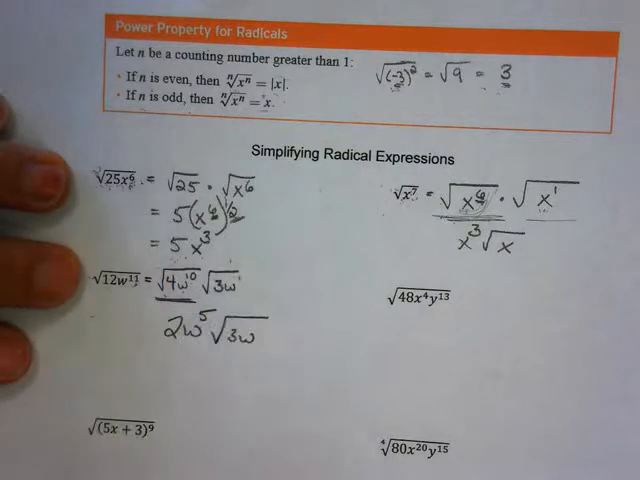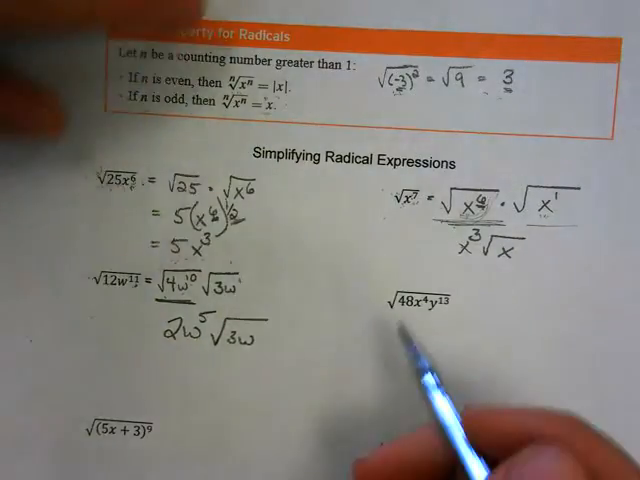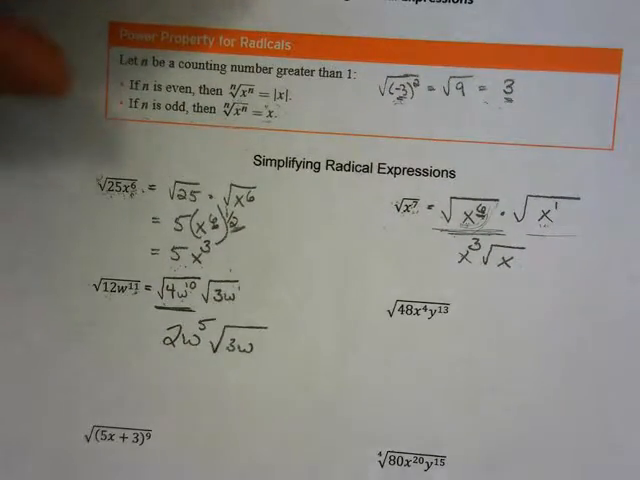So when we're simplifying these radical expressions, we're trying to pull out those perfect squares, or cubes, or fourths, depending on what our index is. All right?